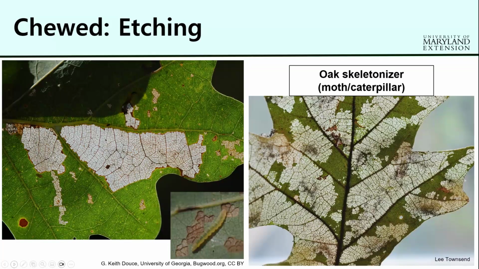And one common culprit of this is called oak skeletonizer, which can be a little confusing because our oak skeletonizers etch, they don't skeletonize, but can be a little trick to keep in our mind. We can see what the oak skeletonizer caterpillar looks like on our middle bottom part of our slides here. It turns into a moth. So pretty common sight to see on our oak trees.